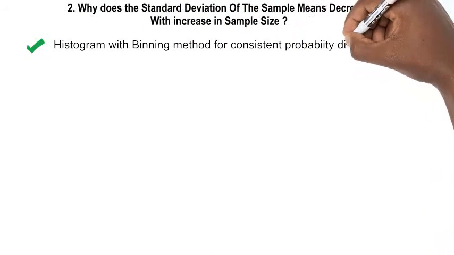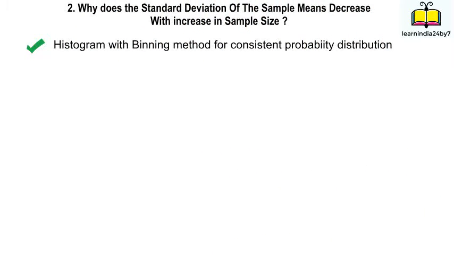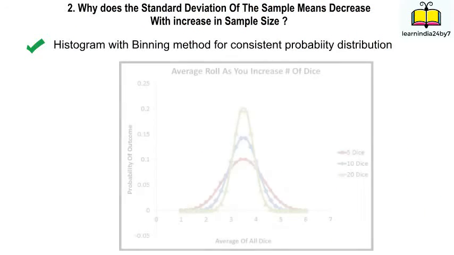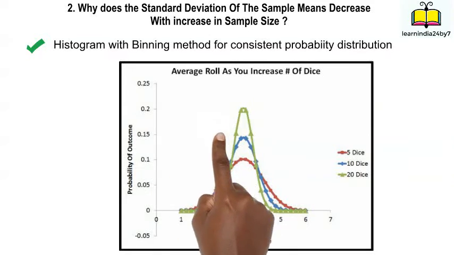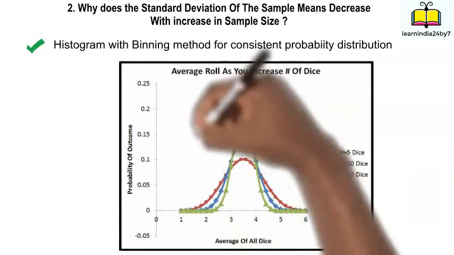In order to get a consistent probability distribution, let's use a histogram with the binning method. The histogram doesn't plot well for 1, 2 and 3 dice rolls. However, it plots well for 5, 10 and 20 dice rolls. You can see now, the greater the number of rolls, the more the probability distribution of average values is clustered around 3.5 and lesser on the edges.